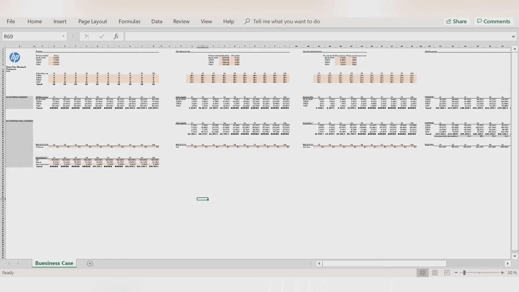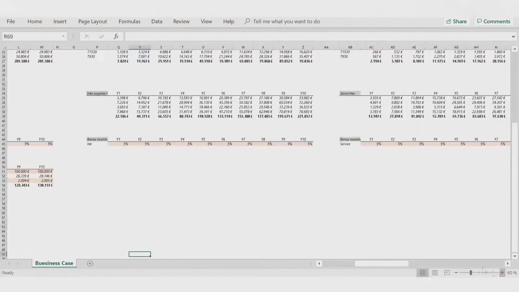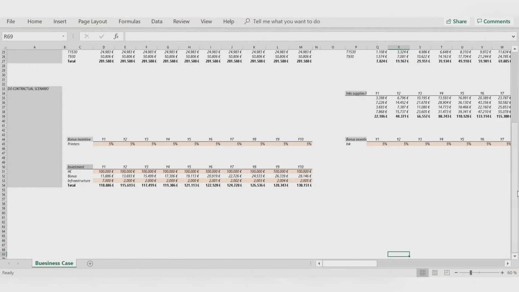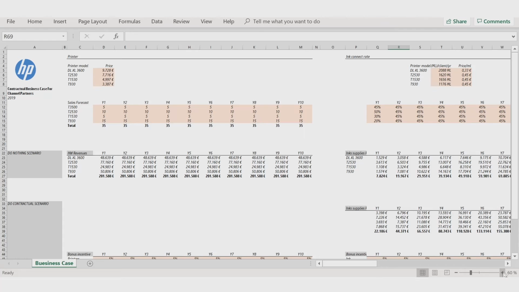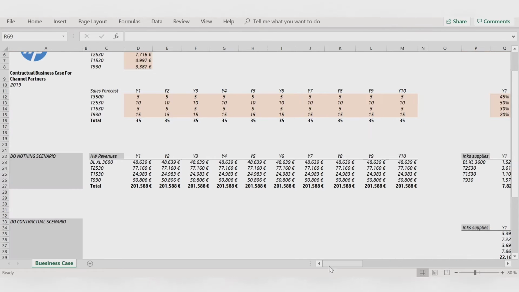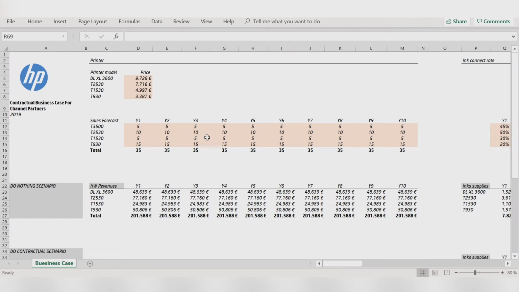Okay, so now that we have seen how this Excel is structured, let me zoom in so we can see the details. First, let's go for printers. So here at the top, you have the different printer models that this Excel is collecting. Of course, there are other models that we support.